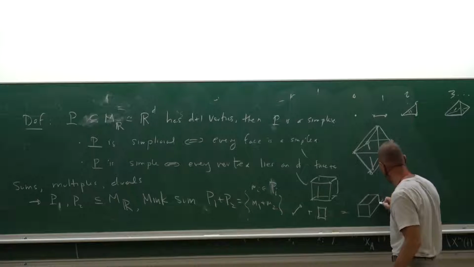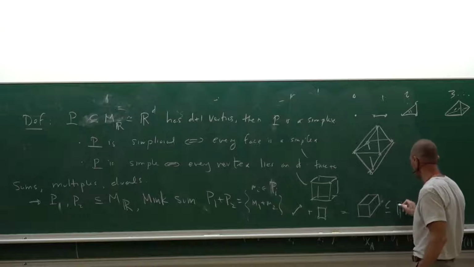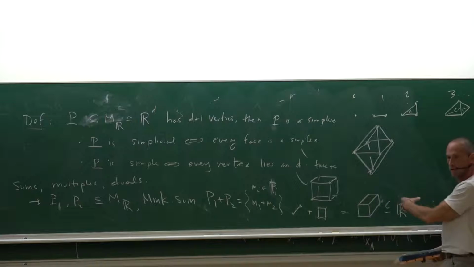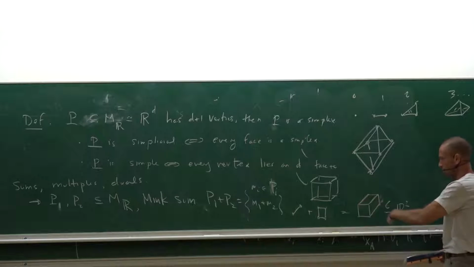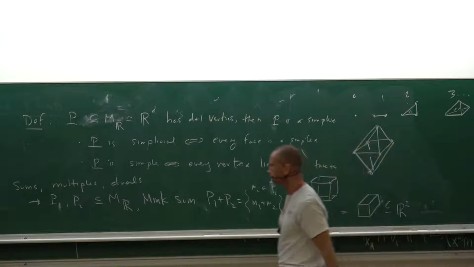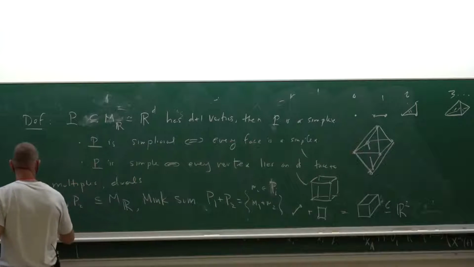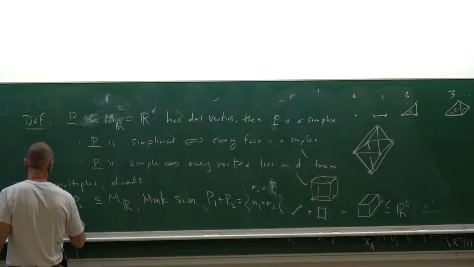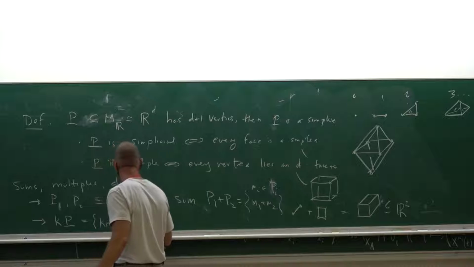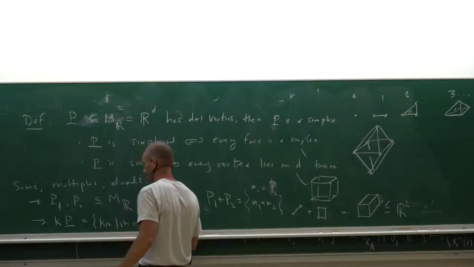a picture like this. Now this is still sitting inside R2. When you visualize this, these are all going to be sitting inside the same ambient space, right? So I take two things, superimpose them, and this is an example of the Minkowski sum. Dilation, kP, is what you think it would be. It's just the set of km, m in P. So this is just a scaling, right?